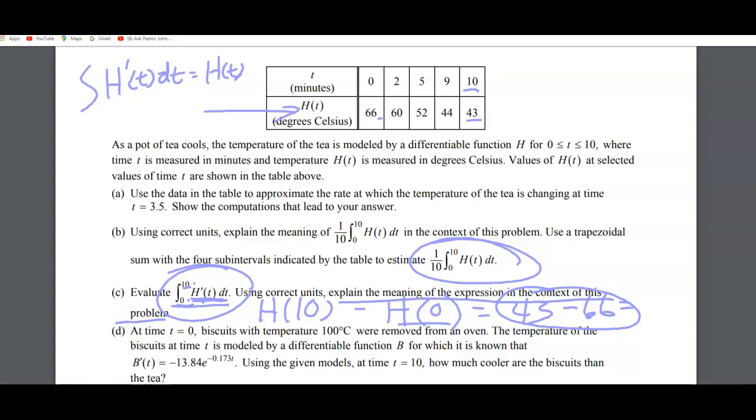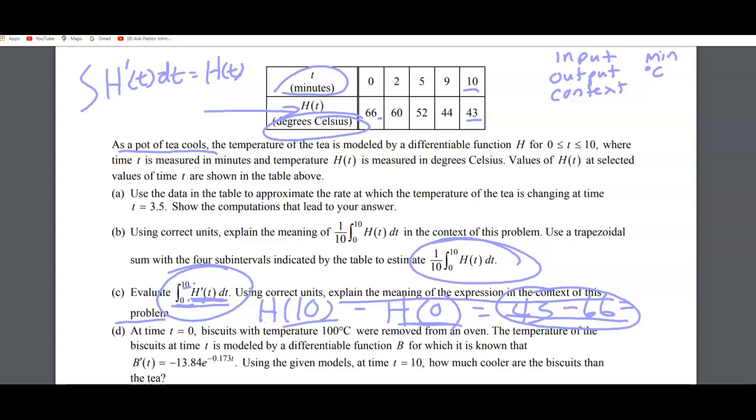So remember, when you have an explanation or are trying to interpret an answer, you should have your input units, you should have your output units, and you should also have the context included in your explanation. So what I'm plugging in, my input units, is minutes. What I'm getting out is an h value, right? So we're getting out degrees Celsius. And the context here is basically we're talking about a pot of tea that's cooling over time. Okay?